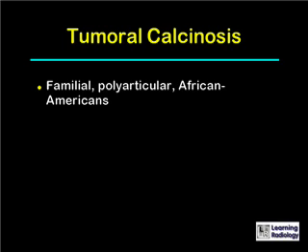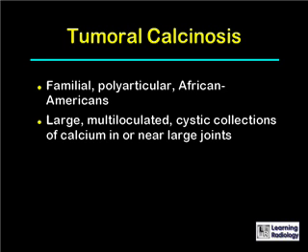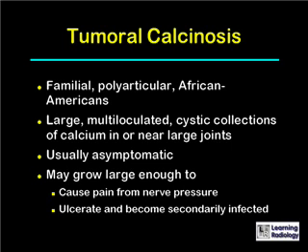Tumoral calcinosis in its original form is a familial polyarticular disease which occurs mostly in African Americans. It produces large, multiloculated cystic collections of calcium in or near joints. These collections are usually asymptomatic, but they may grow large enough to cause pain from nerve pressure, and they can ulcerate and become secondarily infected. Tumoral calcinosis has also become a term used in association with a form of calcification in and around joints associated with chronic renal disease.